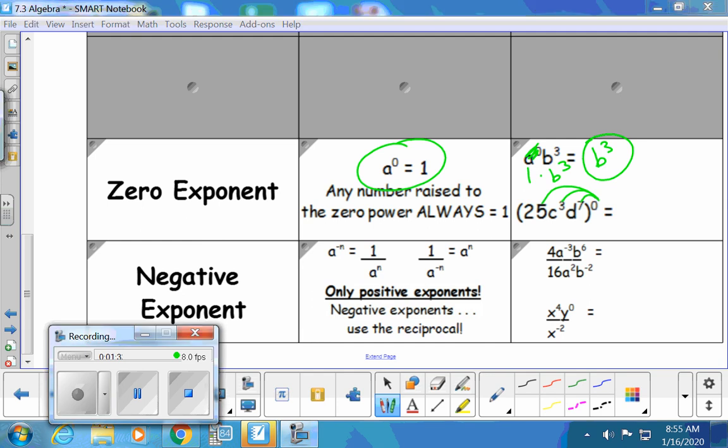Alright, so we were talking about the 0 here. 25 to the 0 is 1. If 3 and 0 multiply, it's 0, so it's 1. So basically this whole entire thing just kind of collapses down and gives me 1. Isn't that wild? So that's what the 0 exponent does.